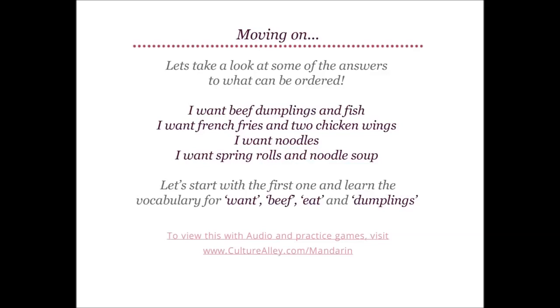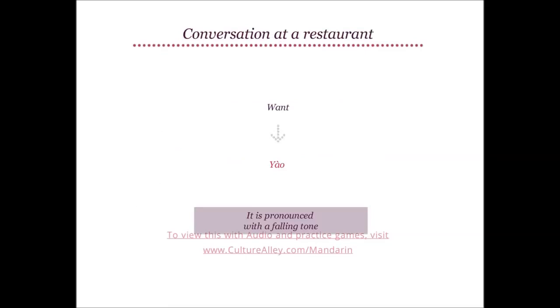Very good. Now let's take a look at some of the answers to what can be ordered. Here are some options. I want beef dumplings and fish. I want French fries and 2 chicken wings. I want noodles. I want spring rolls and noodle soup. Let's start with the first one and learn the vocabulary for want, beef, eat, and dumplings. Want translates to 要 and is pronounced with a falling tone, like 要, while eat translates as 吃, which uses a high level tone on I, making it ch.